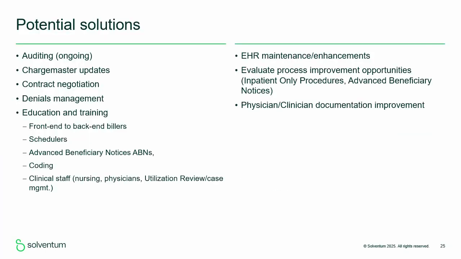So how do you keep your finger on the pulse of the outpatient revenue cycle, sustaining improvements that you made and surveilling for new opportunities? Some potential solutions for this are to perform ongoing audits, to update your charge master regularly, to be involved in contract negotiations with payers, to have a very strong and robust denials management program.